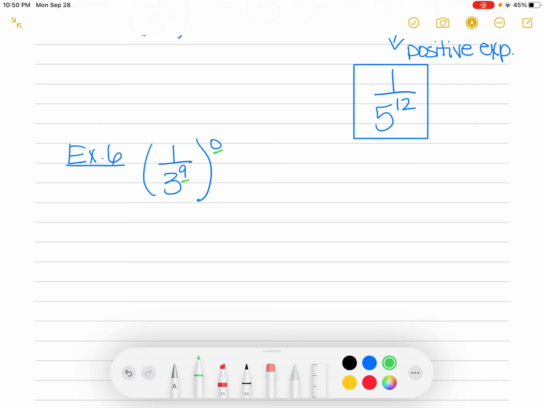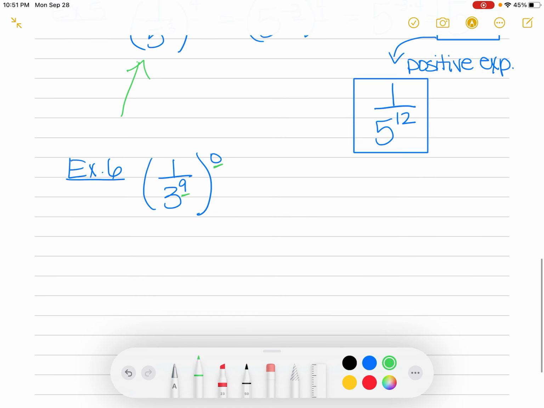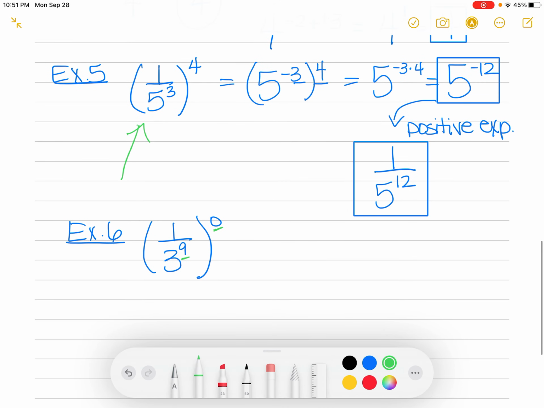Okay, you came back. Okay, so on all these other ones where we had 1 over, like up here where we had 1 over 5 cubed, now we have 1 over 3 to the 9th, we would change it to negative. So we would go over here and I would have gone 3 to the negative 9th and then to the 0 power. But you actually don't need to do that, right? Because anything to the 0 power is going to give you what? That's right. The answer is going to be 1. So I did not have to do any other work. If it's to the 0 power, your answer is 1. And that's it.